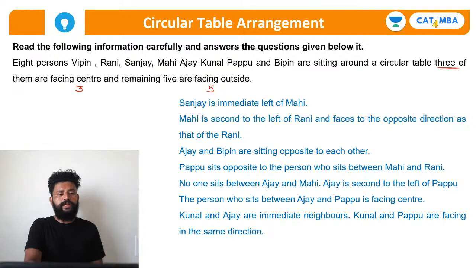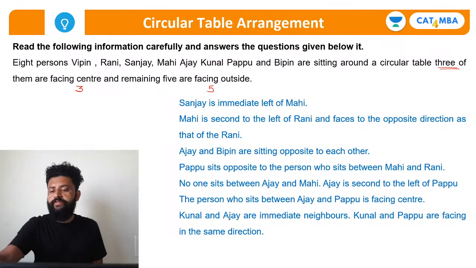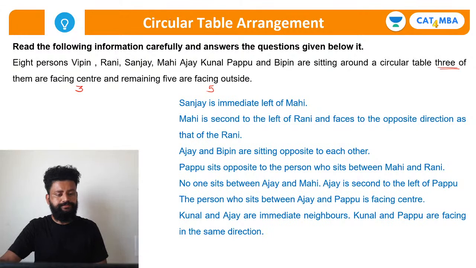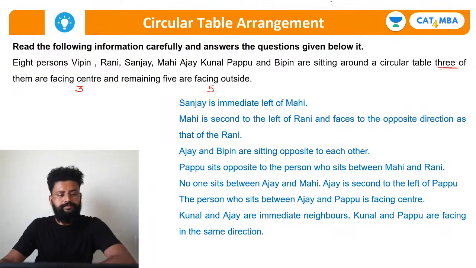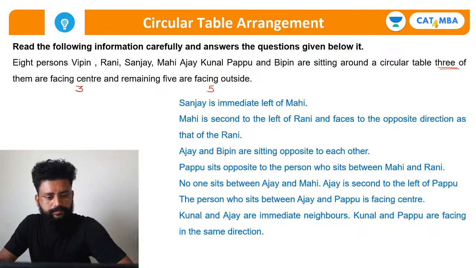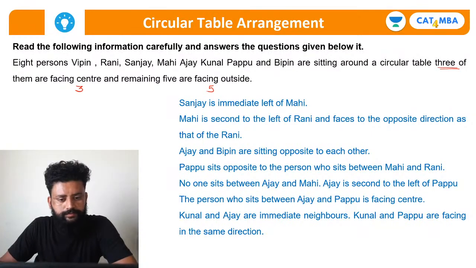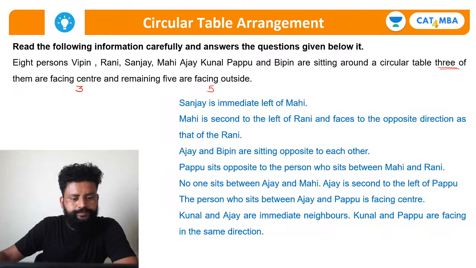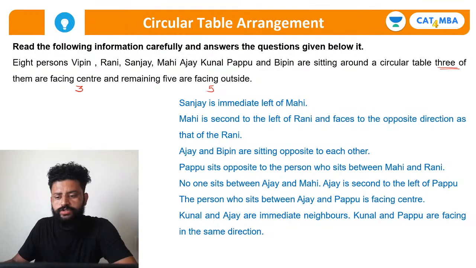So from where to start? That's the main challenge, from where to start. If you can start from this, because there are many clues related to Ajay, Pappu, Mahi, Rani. Look at the names and try to see how we can connect them.